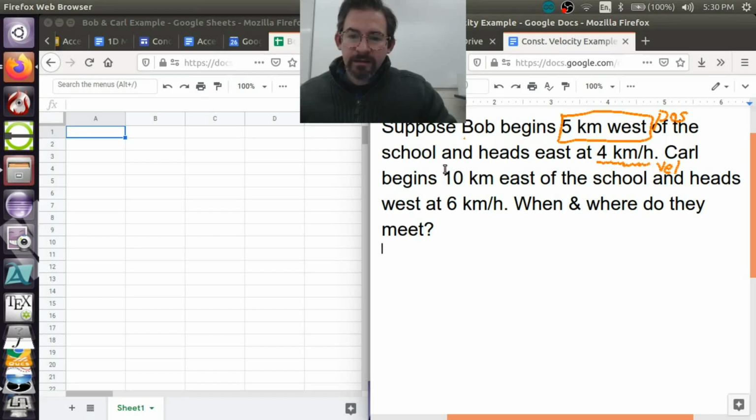And I see that Carl here begins 10 kilometers east. So I'm going to use positive for east and negative for west. So this will be a negative position, and this is a positive position. Here this is east, so this is a positive velocity. And for Carl, his velocity is west, so I know that's a negative.